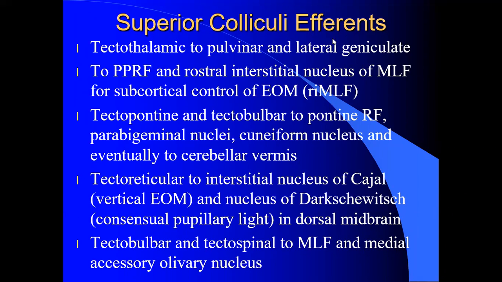The efferents from the superior colliculi, you can sort of predict where they're going to go. You have tectothalamic to the pulvinar. The pulvinar has a lot to do with vision as well as with language and higher cortical function. That is a late coming thalamic structure. We will talk about it in a lot of detail. It will send information to the lateral geniculus. It's going to send it, however, to the pedunculopontine reticular formation, to the rostral interstitial nuclei of the MLF for subcortical control of eye movements. It's got to now access all of the things that do eye movements.